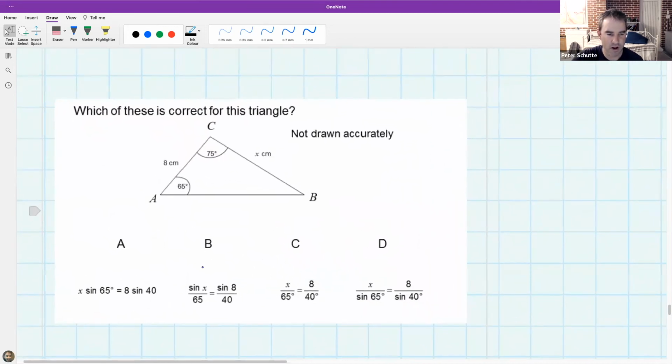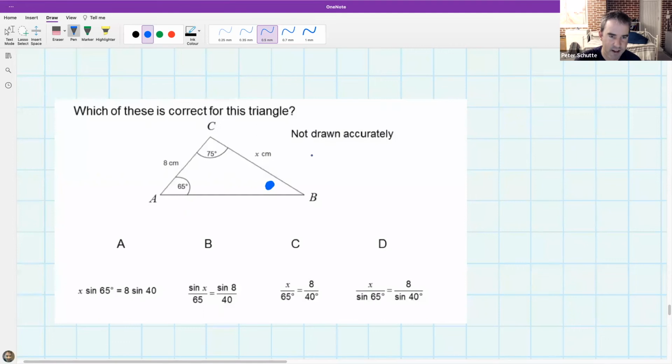I want you to try and find the correct option of these four. So you're given a triangle and you need to pick which of these options corresponds to the drawing over here. And I suspect that this angle over here will be quite helpful.